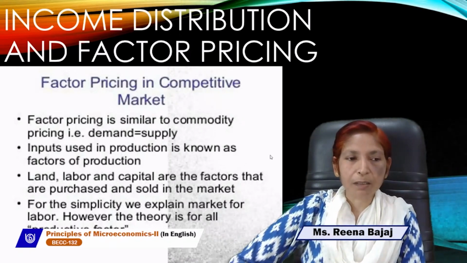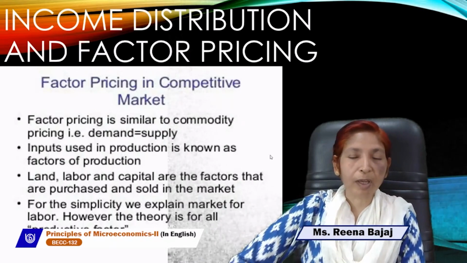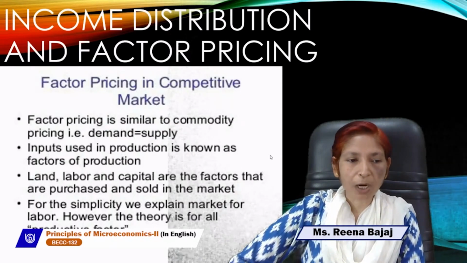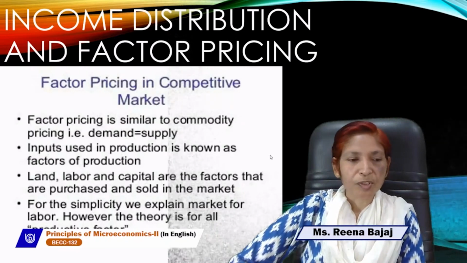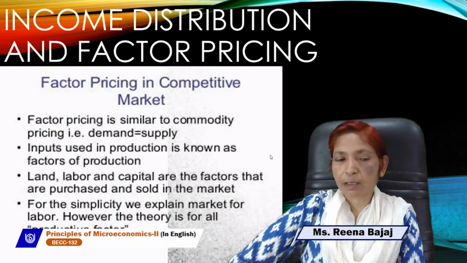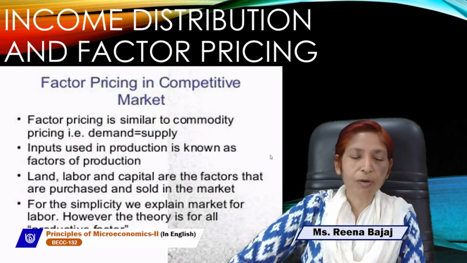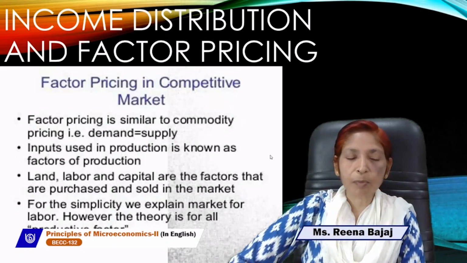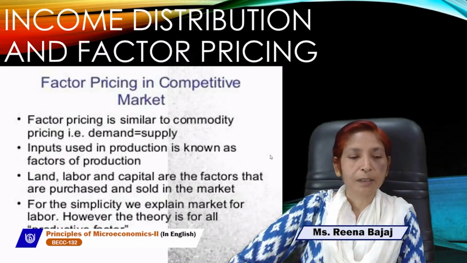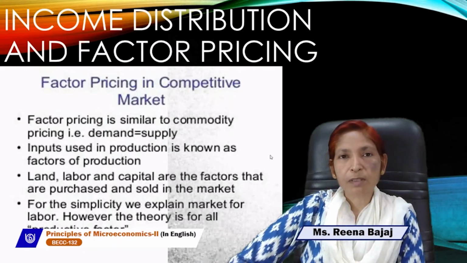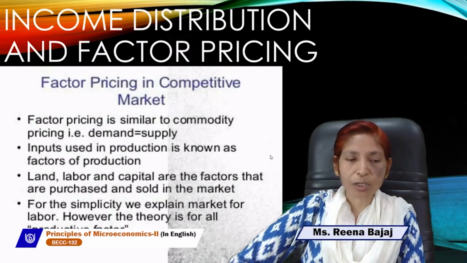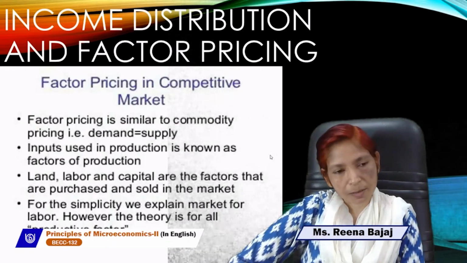These inputs are land. Land is a very important input. Without land, we can't produce anything. Second is labor. Labor is also a very important input or factor of production because without labor, goods can't be produced. And capital is also a very important factor which gives the main contribution in the production of goods and services.